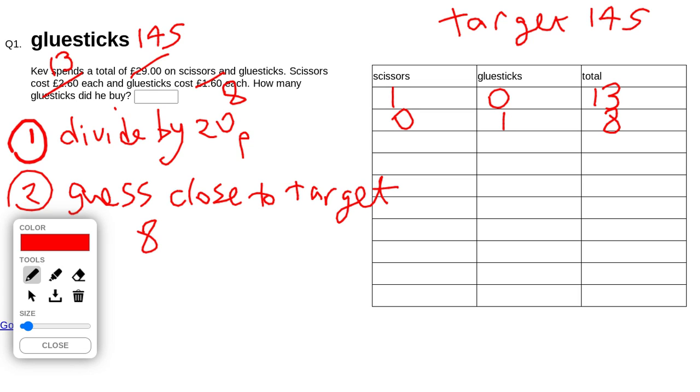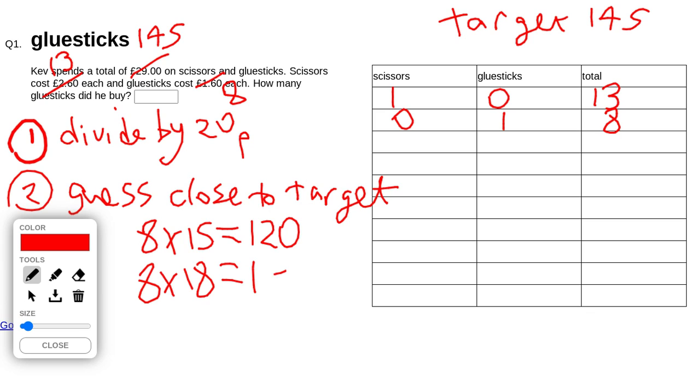Now 8 times 15 is 120, and I need about 24 more, so I'll do 8 times 18. That's 144. I'm pretty close. Looking at 18 glue sticks there, costing 144. So I'm really close, but I'm just one off. So what I need to do now is find a way to add 1 to that total.